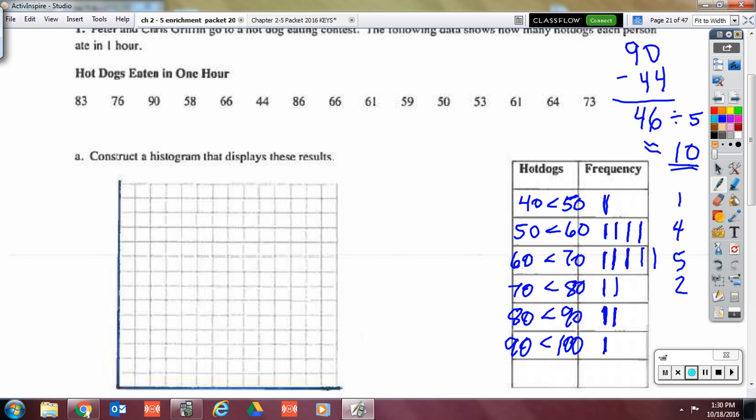You can kind of do that, yeah. Okay, does that look right? 1, 4, 5, 2, 2, 1. Is that the correct tallies that you got? 5, 2. Is that good? All right.